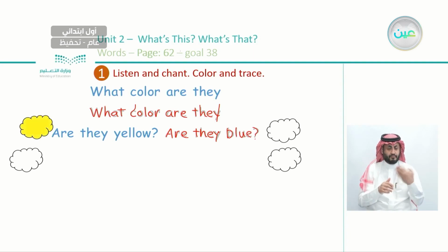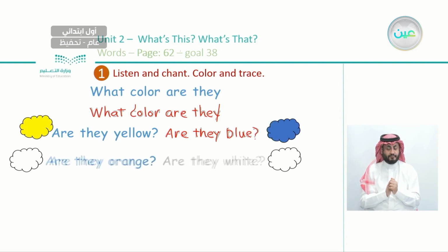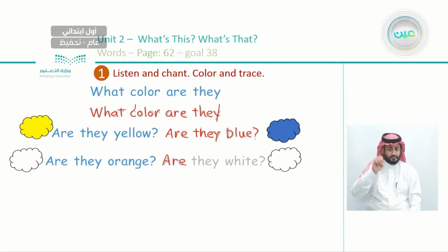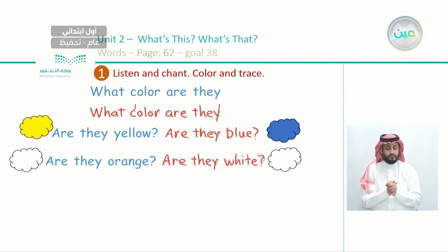Yes, this is the yellow, and that's what? Blue, excellent, so you can color it. Okay, are they orange? Are they white? So, capital A, are they white? And a question mark. So, orange, this is orange, you can color it, and they are white, so you can leave it like this. This is the white.